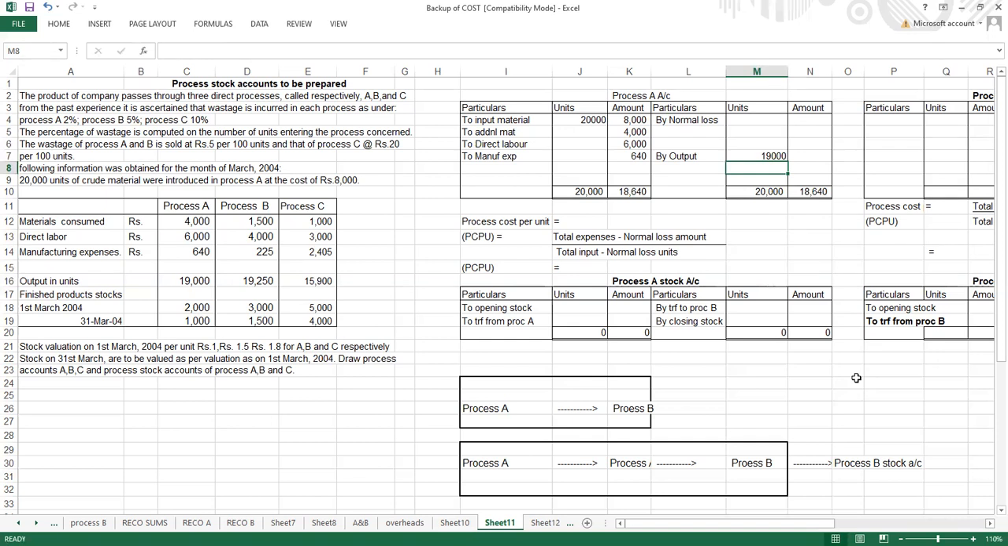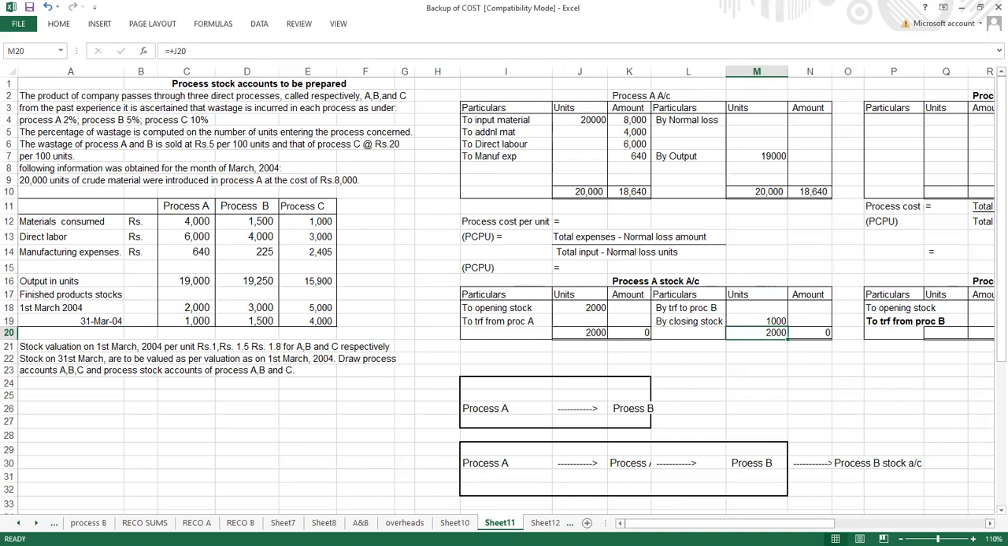For A, it is 2000 on 1st March as opening, and on 31st March closing. This is only for a month. So on day 1 of the month, opening stock is 2000. So I'll write in process stock account opening stock units as 2000, and the closing stock is 1000.